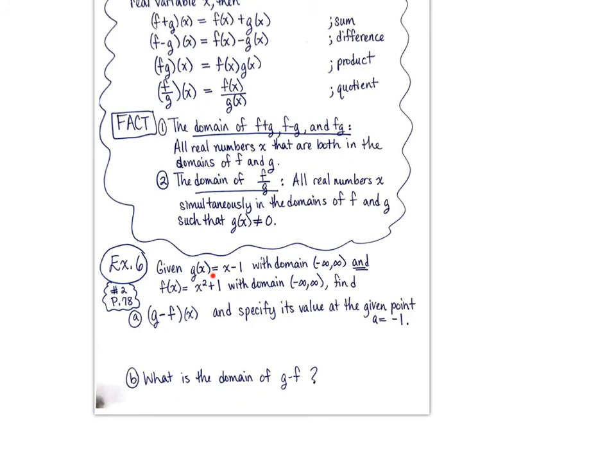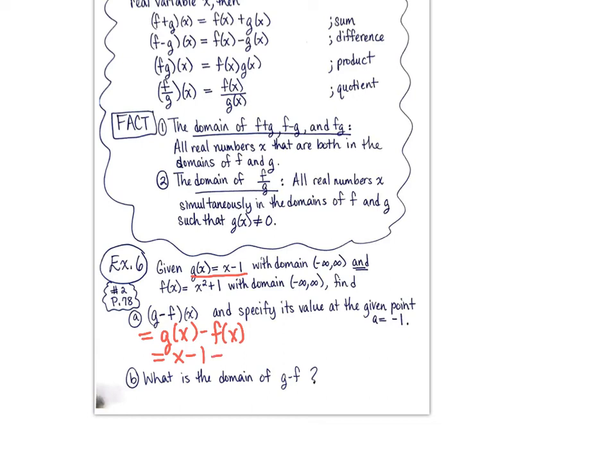Given g of x is equal to x minus 1 with domain negative infinity to infinity, and f of x equals x squared plus 1 with the domain negative infinity to infinity, we're going to find the difference, g minus f of x, and we're going to specify its value at the given point a equals negative 1. Okay, so g minus f of x is equal to g of x minus f of x. That's just applying the rule. And that's equal to g of x, which is x minus 1. So we're taking that and putting it there.